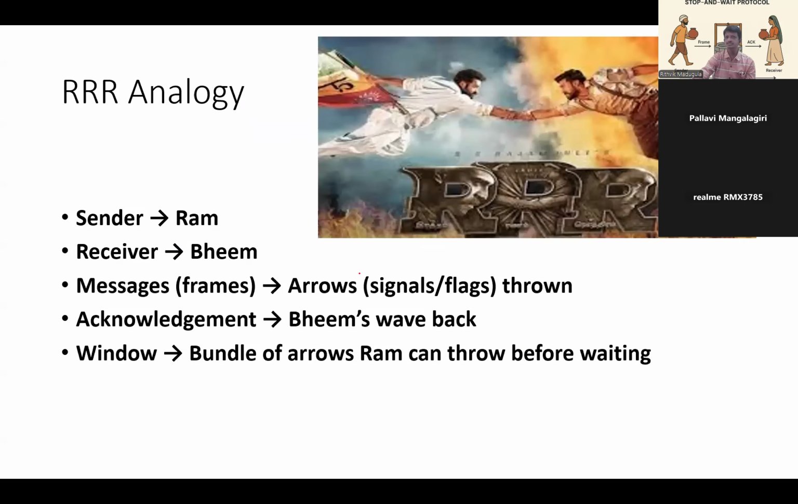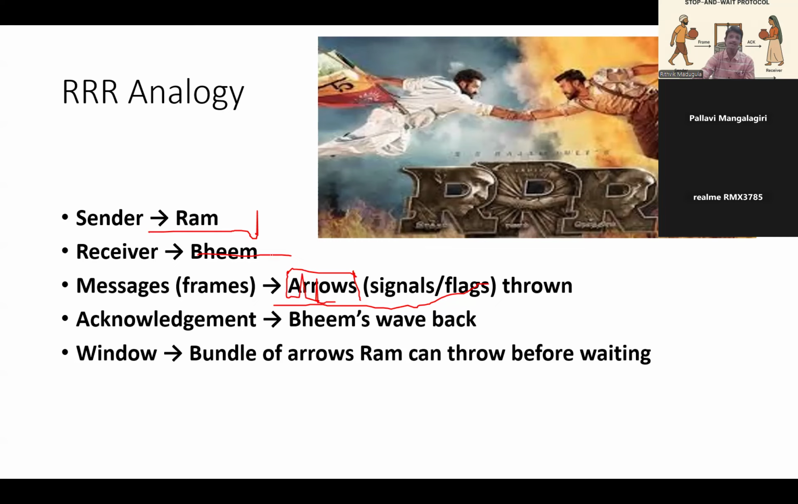So let us imagine the RRR analogy with this sliding window protocol. Let us imagine the sender as Ram and the receiver as Bheem, and the messages or signals that are transmitted, which are nothing but the frames, are the arrows or the signals. So arrows are going to act as signals or flags. Any sort of flag can act as a signal. So let us consider arrows as the frames. So Ram is going to transmit some sort of frames, arrows, to Bheem.